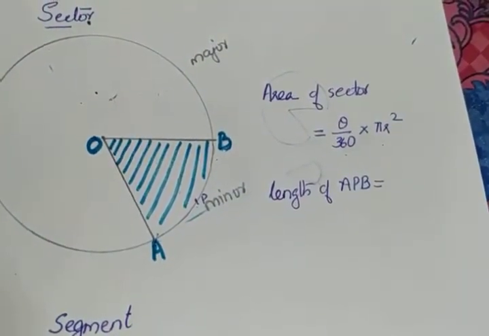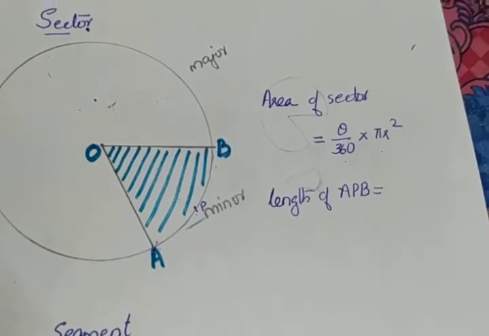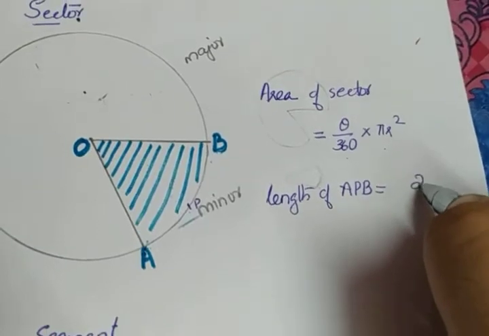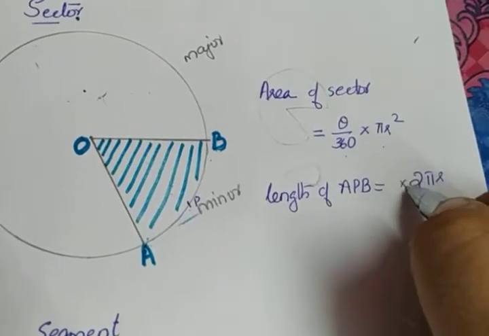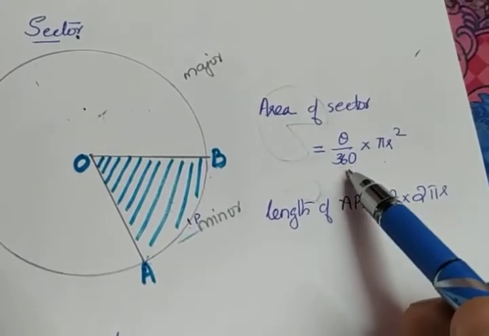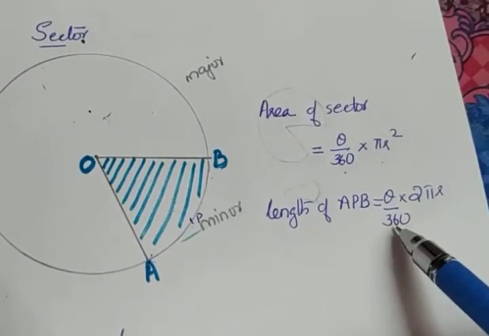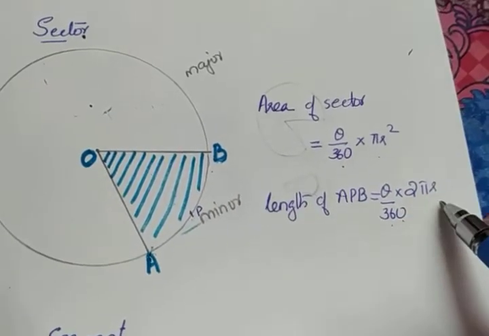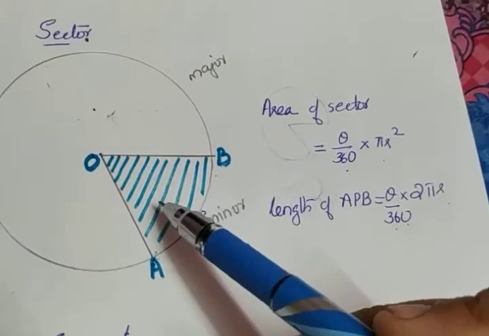What's the formula to find circumference of a circle? 2 pi r. So to find the length of the arc APB, what we have to do is take the value 2 pi r, multiply it with theta by 360. So area of the sector is theta by 360 into pi r square, and length of the arc is theta by 360 into 2 pi r. What is r? r is the radius of the circle.